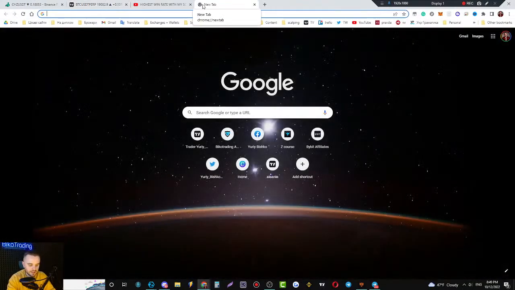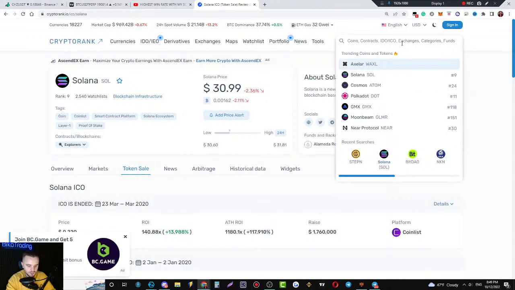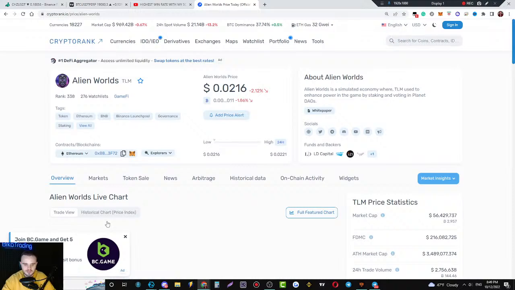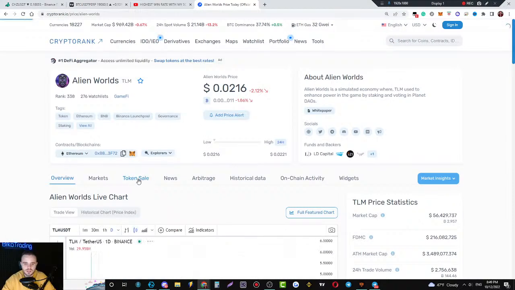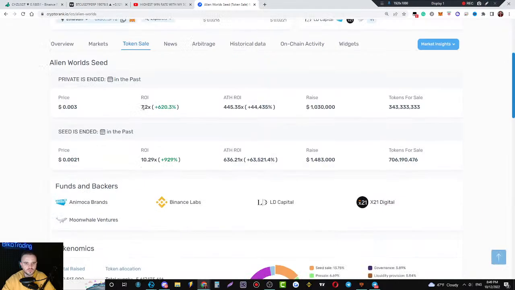When you do analysis of every coin, we have options. We can do really deep analysis, and we can do some really short analysis. Deep analysis is when you start from the token sale, because why is this so important? Because you can see at what prices whales bought coins. Whales bought TLM, Alien Worlds, at 0.0021.